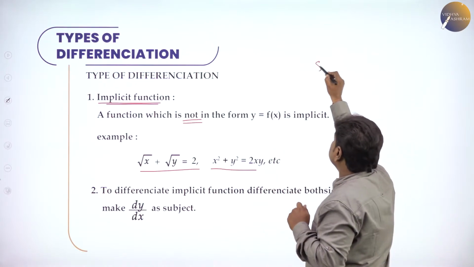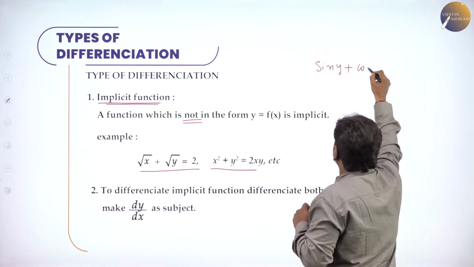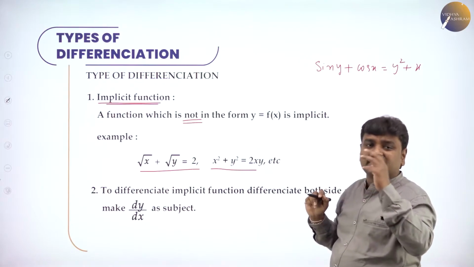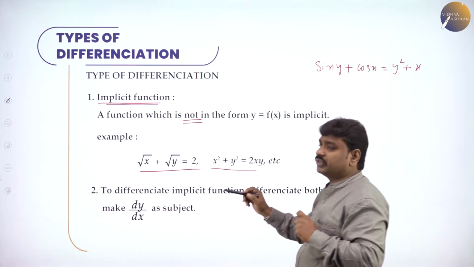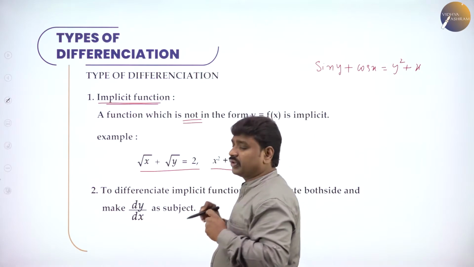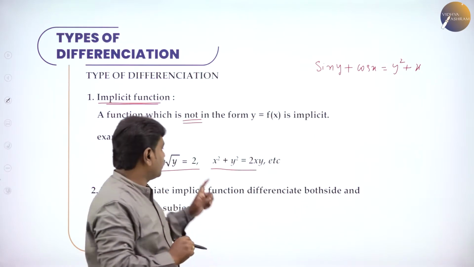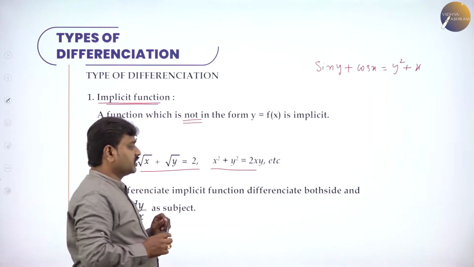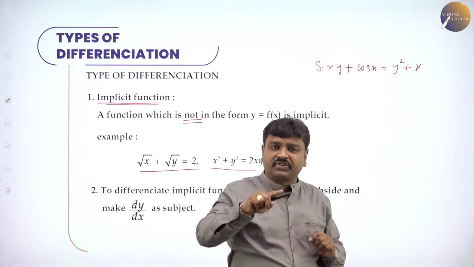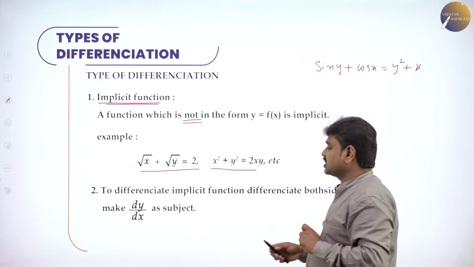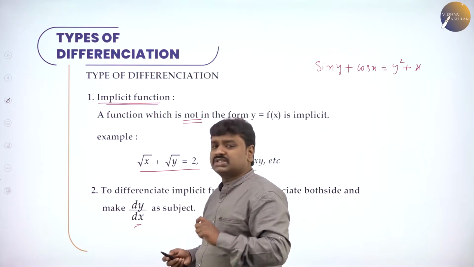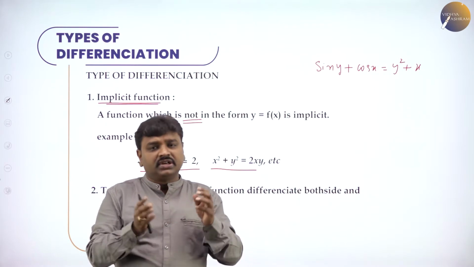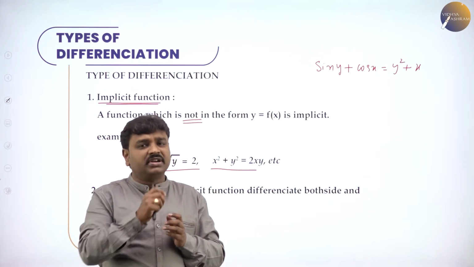For example, sin y plus cos x is equal to y square plus x. This is also implicit. Here y is not separated. So a function which is not in the form y is equal to f of x is called implicit. How to differentiate implicit? To differentiate an implicit function, differentiate both the sides and make dy by dx the subject. That is the technique. So to differentiate implicit function, differentiate both sides and make dy by dx the subject.